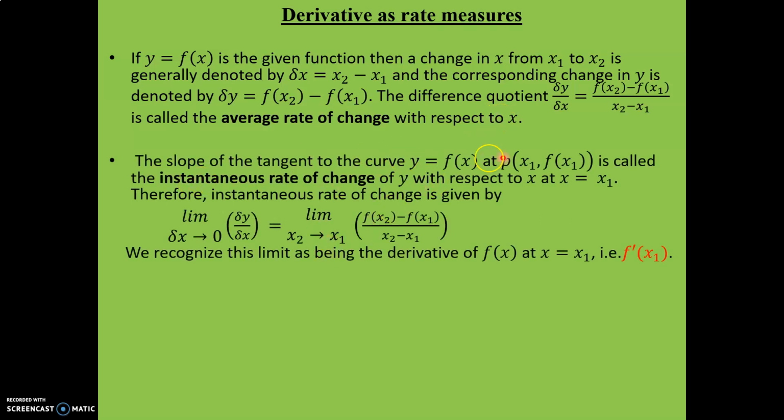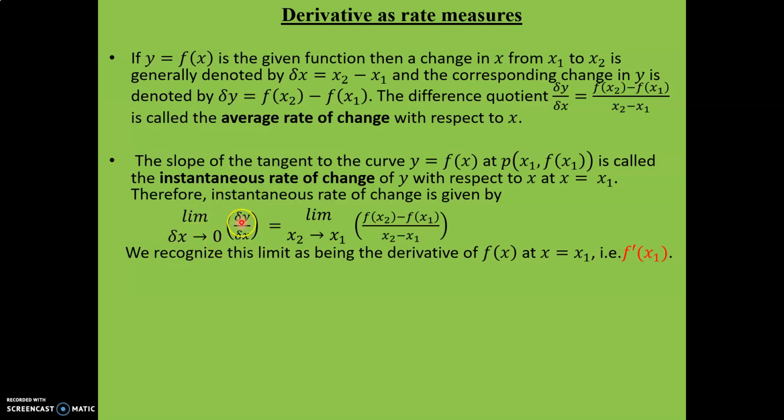If we are applying limit to both sides of this equation, it will become f dash x1, that is the slope of the tangent to the curve y is equal to f of x at P of x1 comma f of x1, is called the instantaneous rate of change of y with respect to x at x is equal to x1. So when we are applying limit to this function, left hand side will become dy upon dx. This is the definition of derivative.